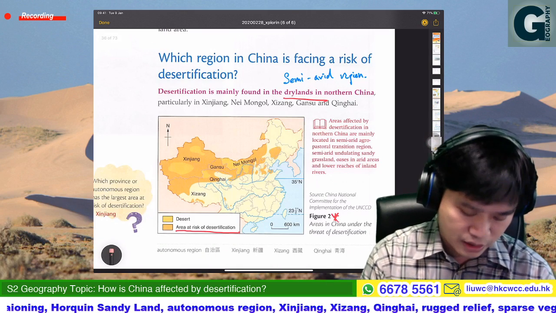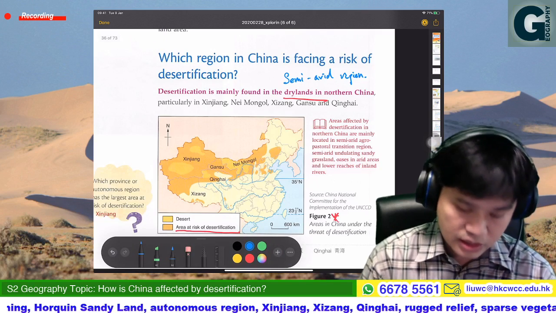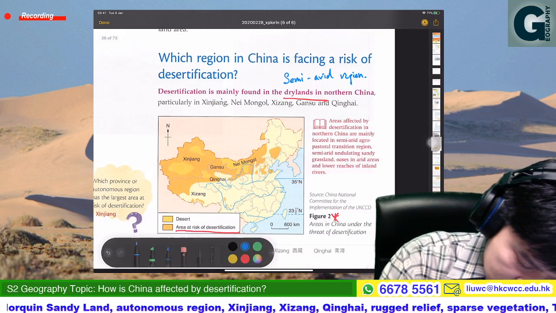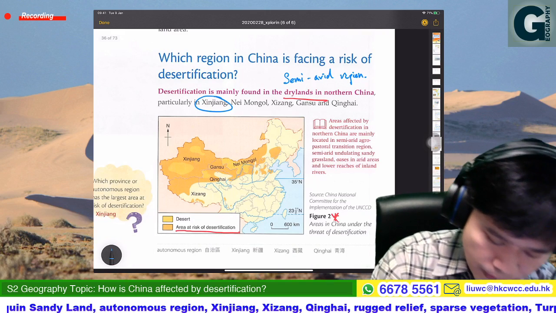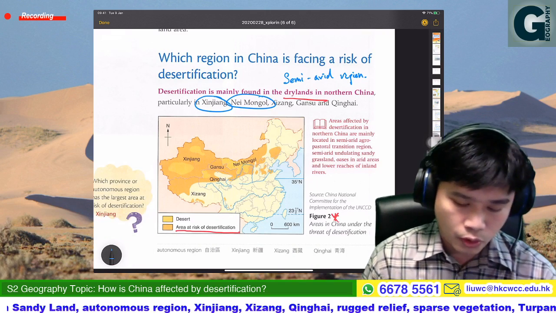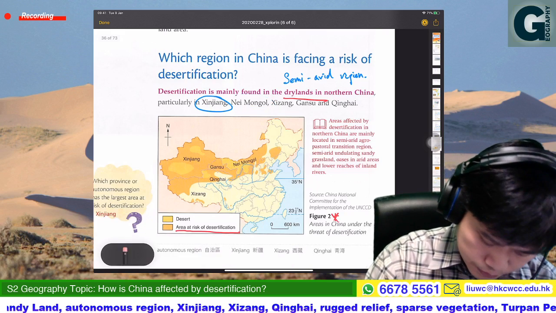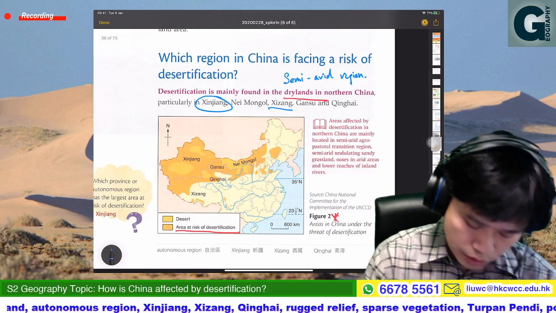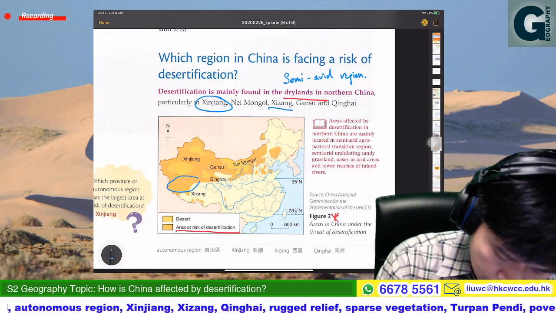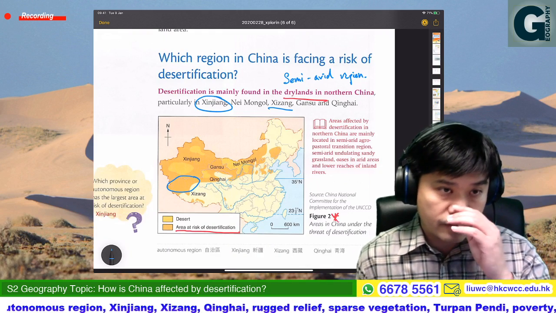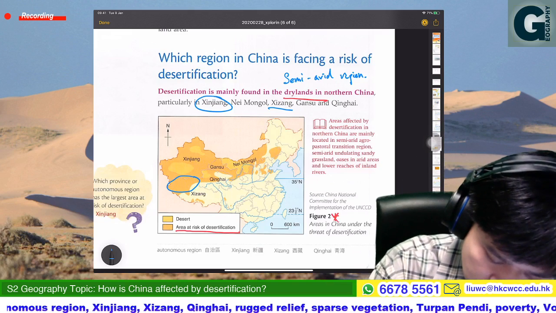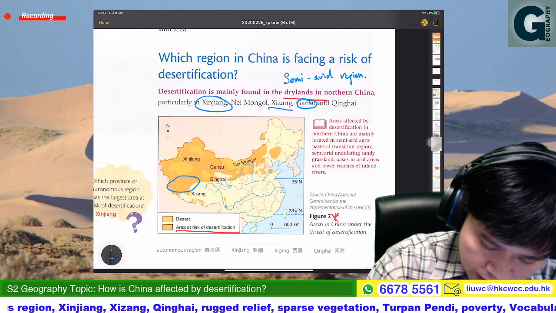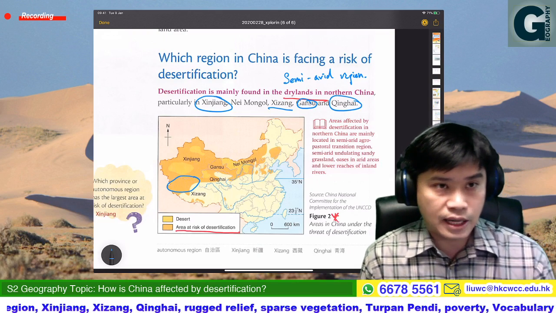And from this map we can see that it is especially more serious in the northern part of China. Here are some places you must note, such as Xinjiang, 内蒙古, 西藏, especially in the a little bit northern part of Xinjiang, Jiangsu, 甘肅省, and Qinghai, 青海省.